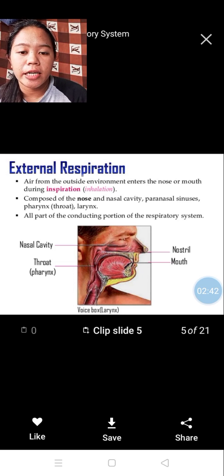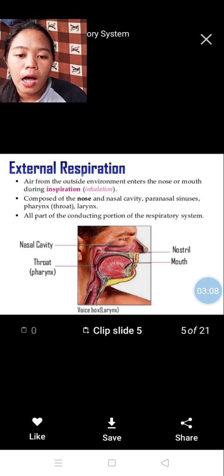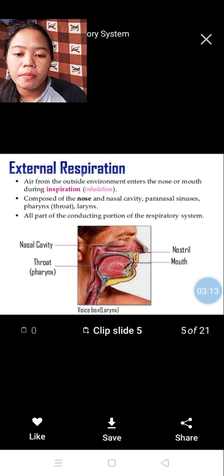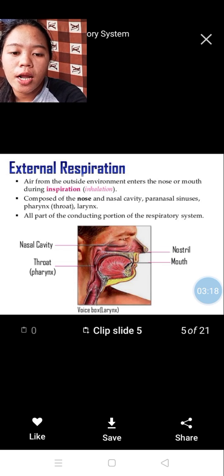Next, we have here the external respiration. The air of the outside environment enters the nose or mouth during inspiration, or our inhalation. Also, it is composed of the nose and nasal cavity, and also the paranasal sinuses, pharynx or throat, and our larynx. All are part of the conducting portion of the respiratory system. So we have here the diagram of the external respiration. We have here the nasal cavity, nostril, mouth, throat or pharynx, and our voice box or our larynx.